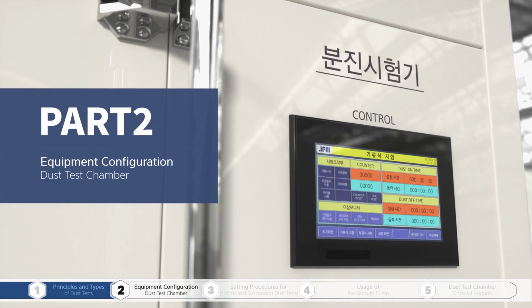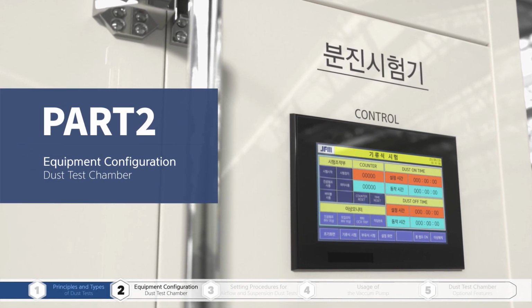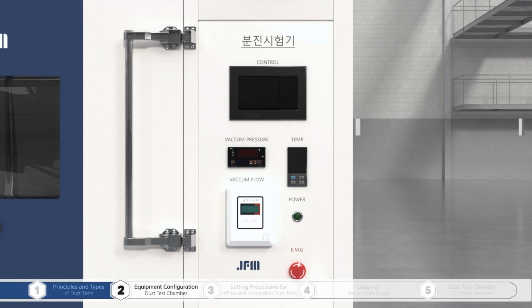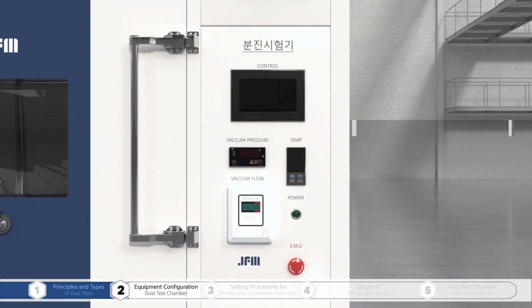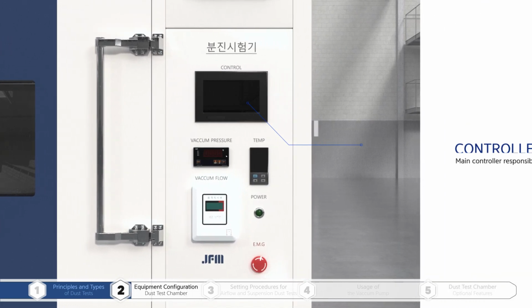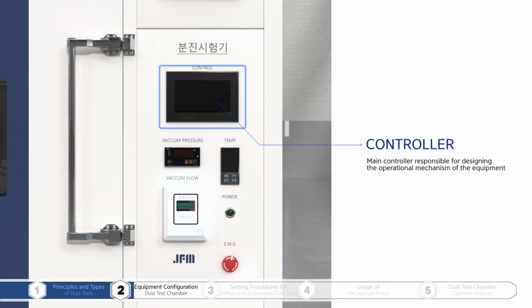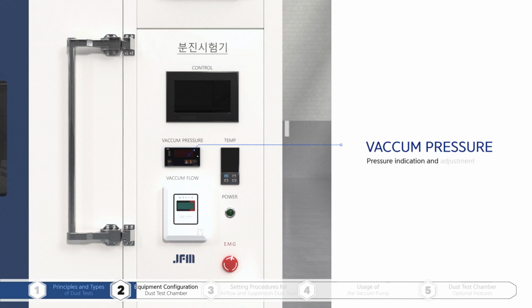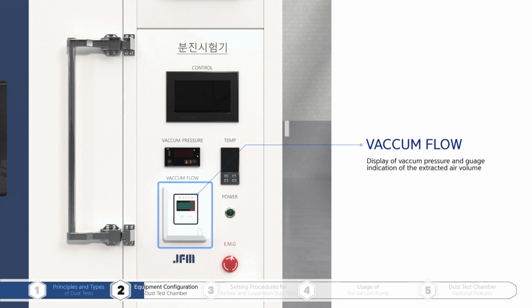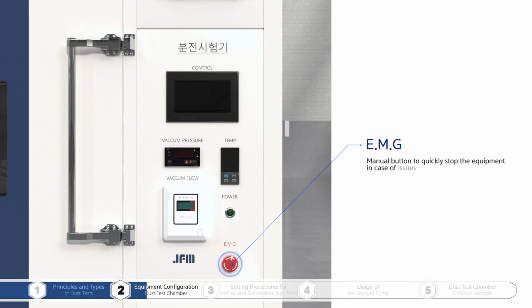Part 2. Equipment configuration of the dust test chamber. Next, let's discuss the external configuration of the dust test chamber. First, there is a controller for operating the equipment, a barometer pressure gauge to check vacuum pressure, a barometer flow for monitoring vacuum flow, and an emergency switch to stop the equipment in case of an emergency.